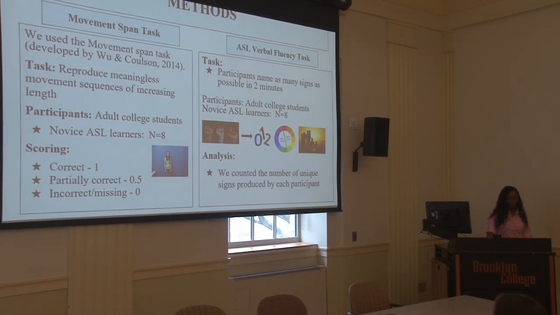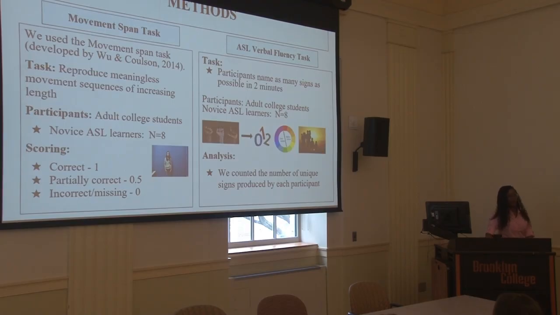So for my methods, we used a sample of 8 college adult students with no prior experience with American Sign Language. The participants were recorded with their informed consent while completing both tasks. To measure the participants' memory for movement, we used the movement span task, and they were tasked to reproduce meaningless movement sequences of varying length. We can see that image right there on the right.